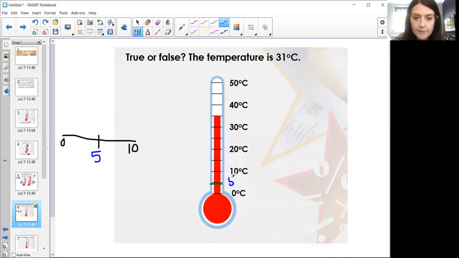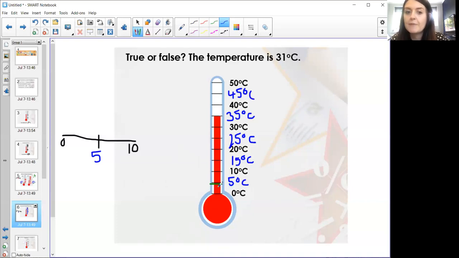So 0, 5, 10, 15, 20, 25, 30, 35, 40, 45, 50, and it works all the way up the thermometer, so that must be the correct scale. It's going up in 5s.